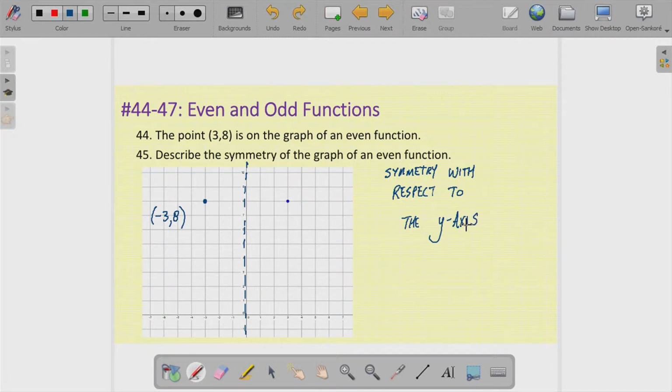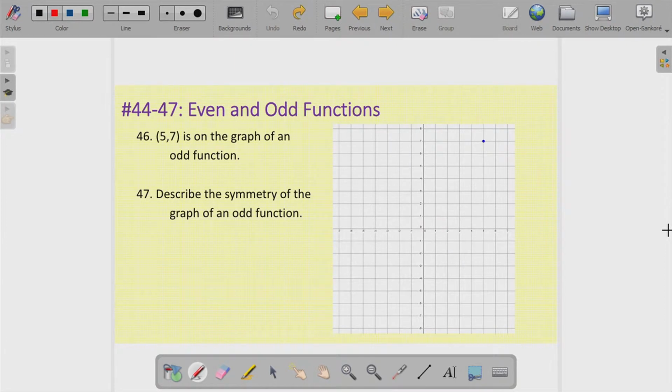All right, having looked at an example of what can go on with an even function, let's transition to a discussion of what can happen with odd functions. Let's do it. In problem 46, students are presented with the information that the ordered pair (5, 7) is on the graph of some odd function, and then they're asked to describe the symmetry of the graph of an odd function in general.